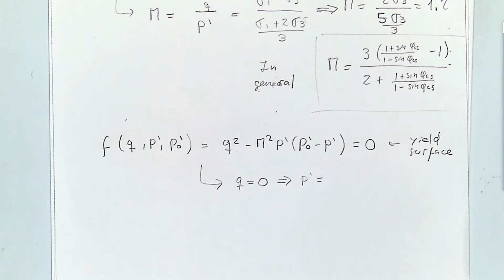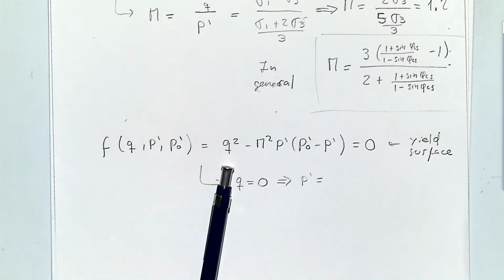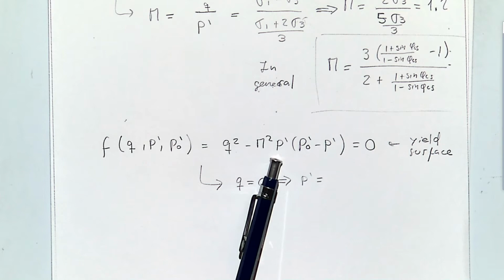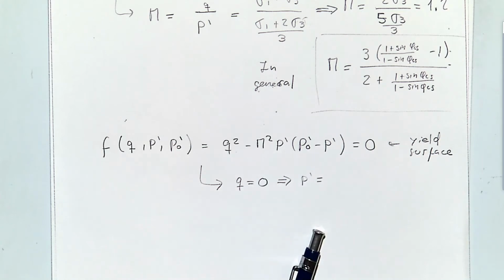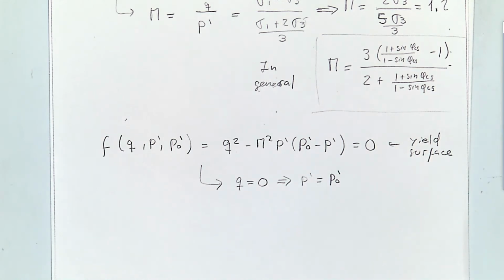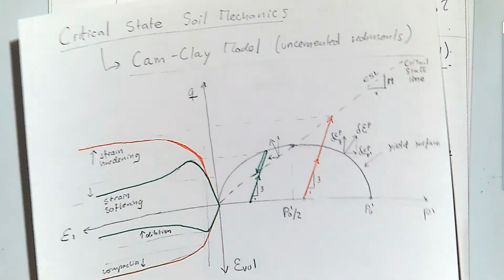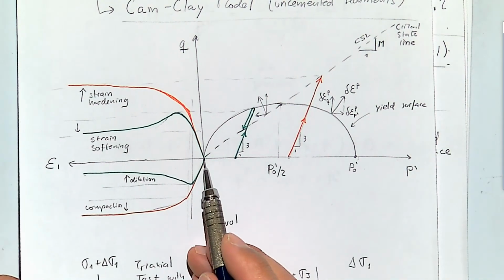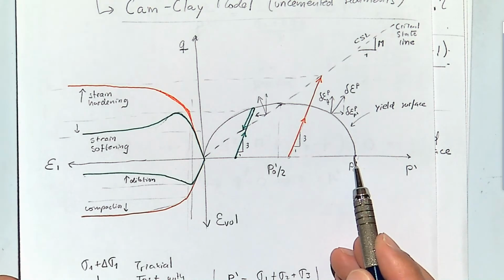Well, yes and no. There are two solutions. If q is 0, you can have p prime equal to 0. That's going to be the trivial solution. The non-trivial solution is when p prime is equal to p naught prime, and that's actually this point over here. So when q is equal to 0, you're either here or you're there.